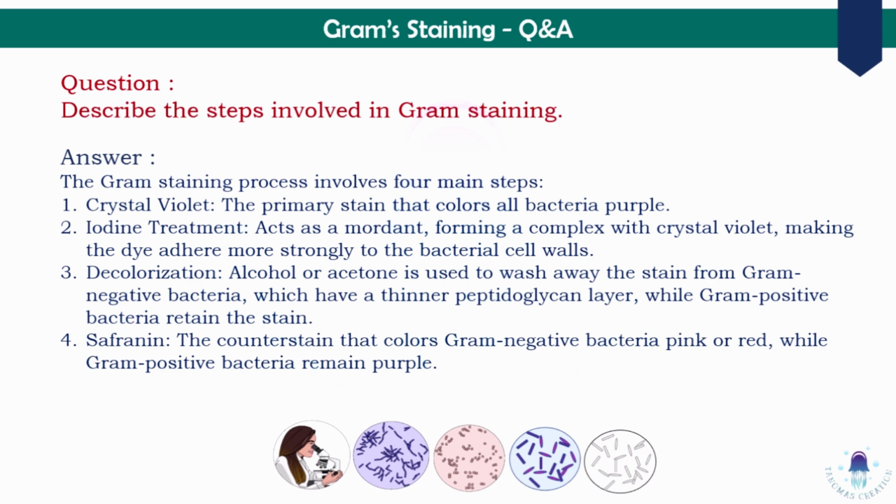3. Decolorization. Alcohol or acetone is used to wash away the stain from gram-negative bacteria, which have a thinner peptidoglycan layer, while gram-positive bacteria retain the stain. 4. Safranin, the counterstain that colors gram-negative bacteria pink or red, while gram-positive bacteria remain purple.